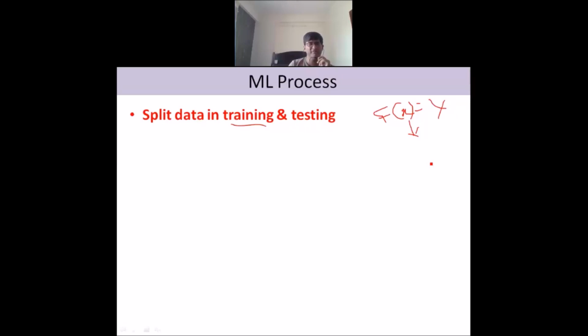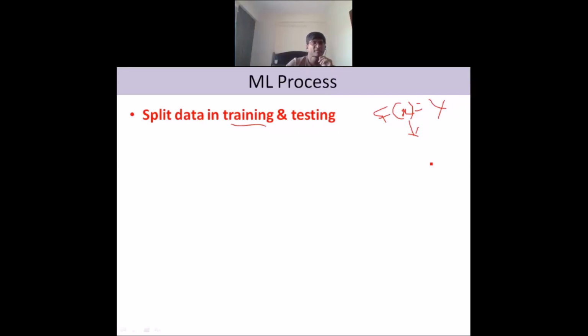The training data has to be more, in the ratio of 70 to 30 or 80 to 20. These are very common ratios. So training samples have to be good enough so that the function can be approximated well enough, and then we can test with a small amount of data to check whether the training that has been done is correct or not, right? So the training and testing data are completely different.